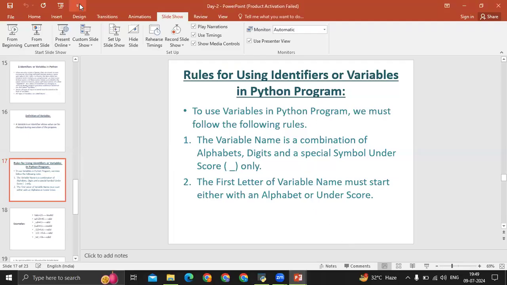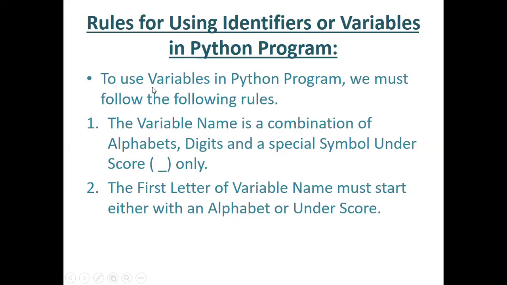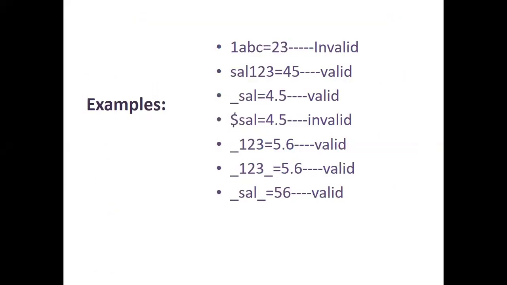I have given some examples here. 1 A, B, C, 23 is invalid. Salary 1, 2, 3 is equal to 45, that is valid. If I write underscore salary is equal to 4.5, that is also valid, right? But if we use any other special symbol, such as dollar or hash, it is not considered. Hash is used for commenting purpose, right? Dollar sal is equal to 4.5 is also not accepted.